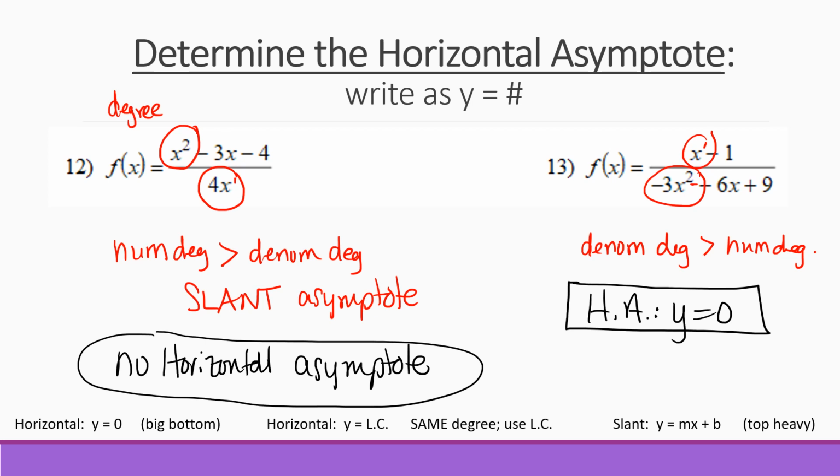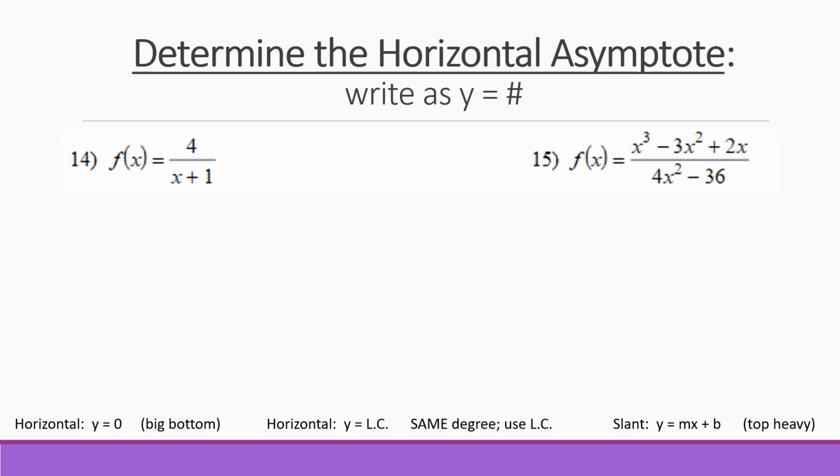Okay, a few more examples. Let's see how we do. Next one, f of x equals 4 over x plus 1. I don't have any variables in the numerator. That would mean x to the power of 0. Okay, well, we're not going to write that because that looks weird. It would just be 4 times 1, which is still just 4.